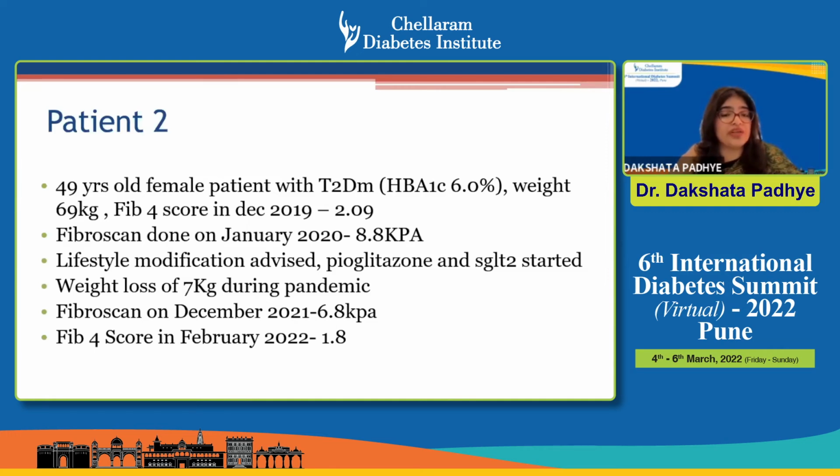December 2021, excellent result. FIB-4 score came down from 2.09 to 1.8, and the stiffness also settled from 8.8 to 6.8. So this is a patient who gave very good results with lifestyle modification. Obviously, we have to give credit to the pharmacotherapy as well, but with weight loss, things have settled down.